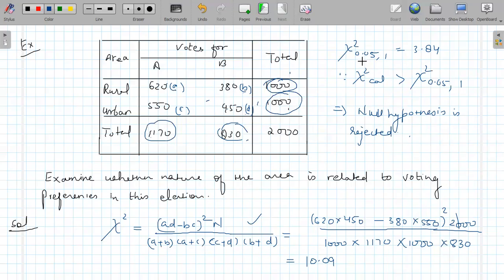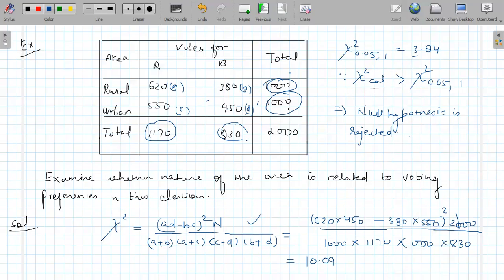So we will check at 5% level of significance and 1 degree of freedom. 1 degree of freedom because degree of freedom is equal to row minus 1 into column minus 1. So rows are 2, so 2 minus 1 into columns are also 2, so 2 minus 1, that will give you 1. So at 1 degree of freedom for 5% area in the right tail, the value of chi-square is 3.84.